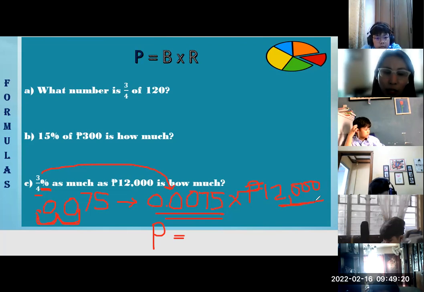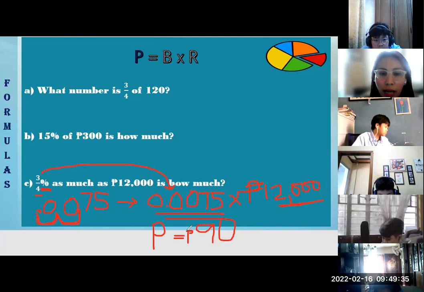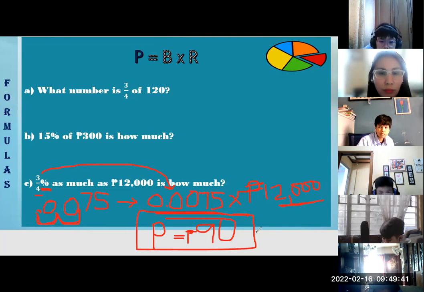Pwede natin siya computein using your calculators. 12,000 times 0.0075. Ayan, 90 pesos. So, ibig sabihin, ang liit na percent, wala pang 10% ng 12,000, ng 90 yung 12,000. Kasi maliit nga lang siya. The percentage is smaller than the base.